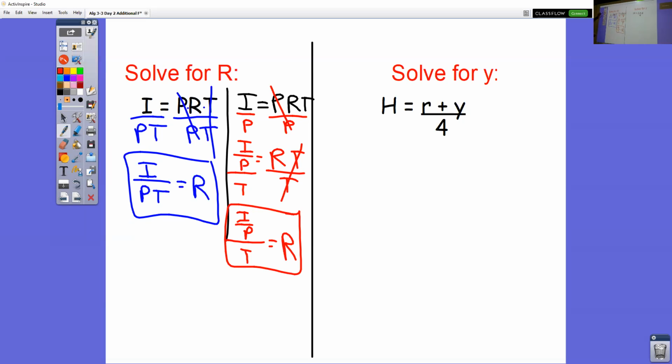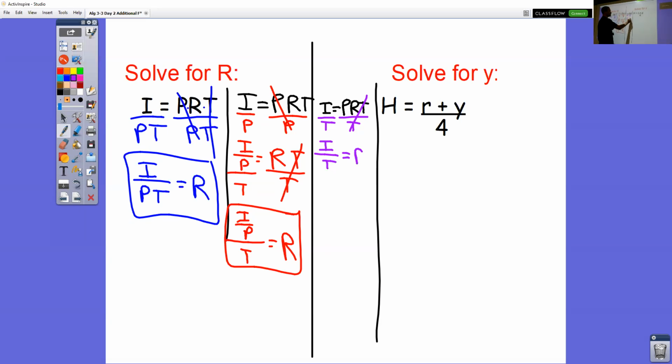Or you could do it a third way. The third way that you could do it is instead of dividing by P first, you could divide by T first. So that you have I divided by T equals PR. And then to get that R all by itself, you'd have to divide by P and divide this whole thing by P. So you'd get I divided by T all over P equals R.